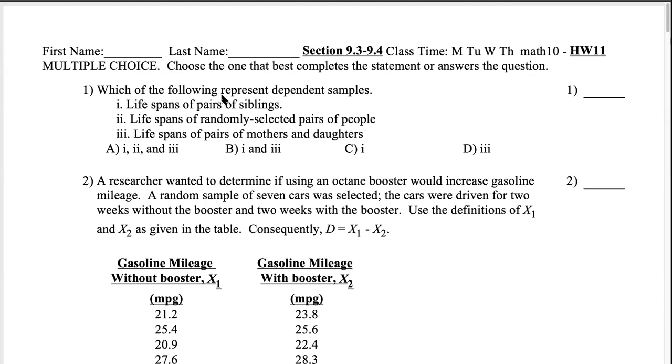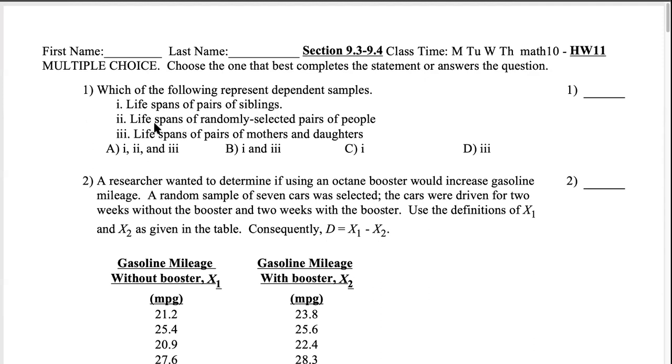Which of the following represents dependent samples? Number one, lifespans of pairs of siblings. Siblings have some relationship, right? They are coming from the same family. They are dependent.